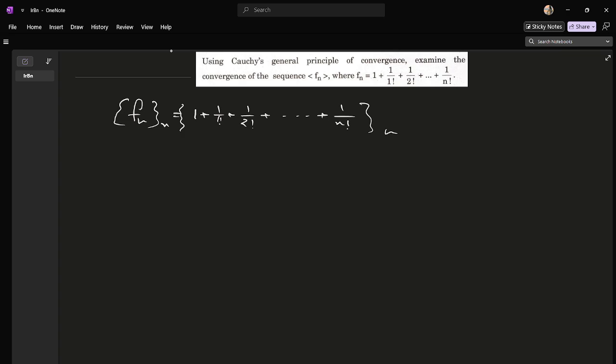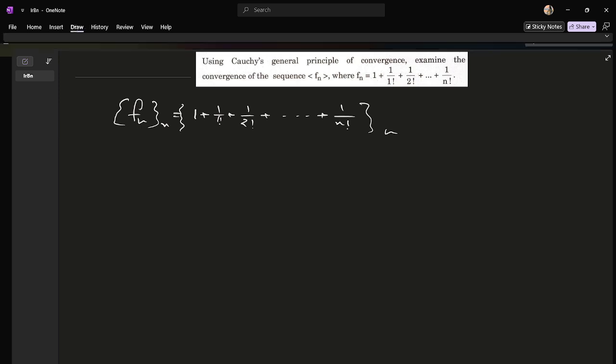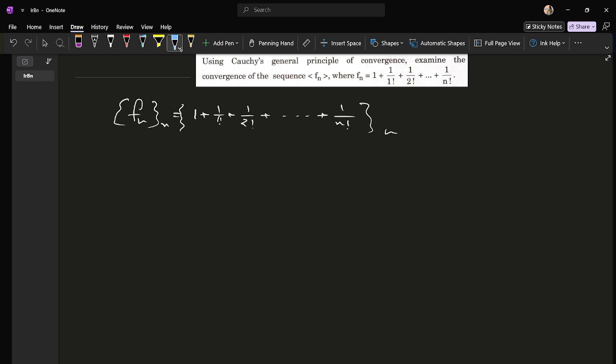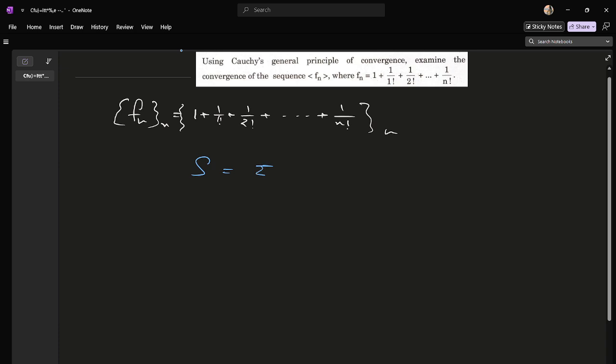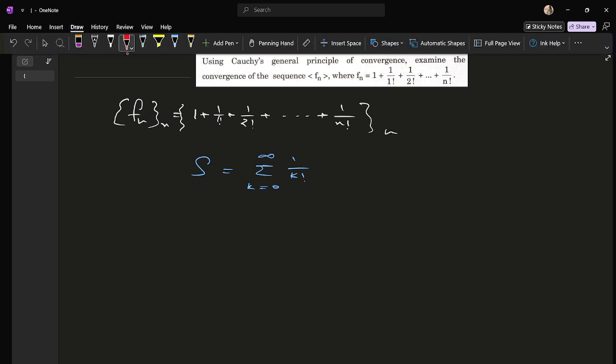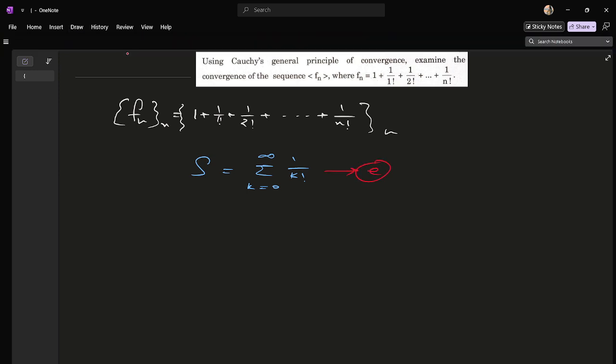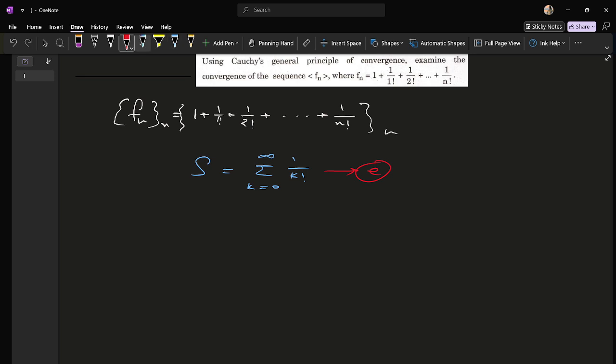Now, the sequence represents the partial sums of the series of this. And we all know that this goes to e, but now it's not relevant here. So what can be done? It is known to converge to e, the base of the natural logarithm.